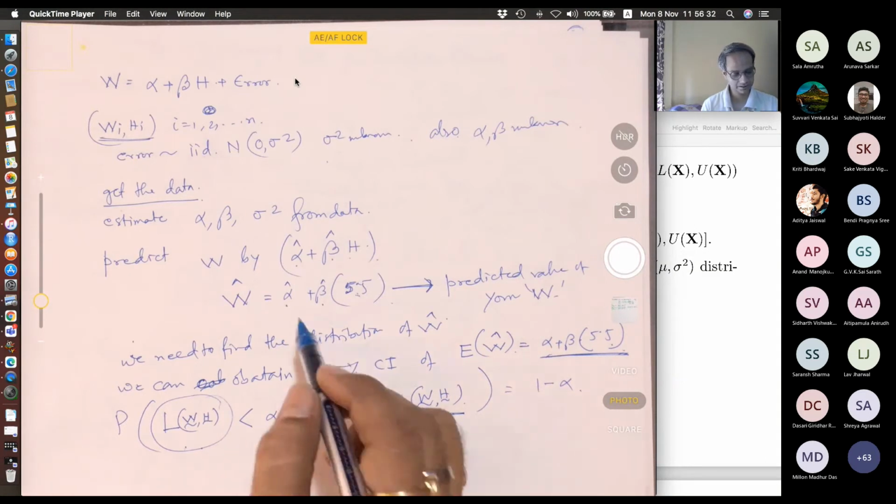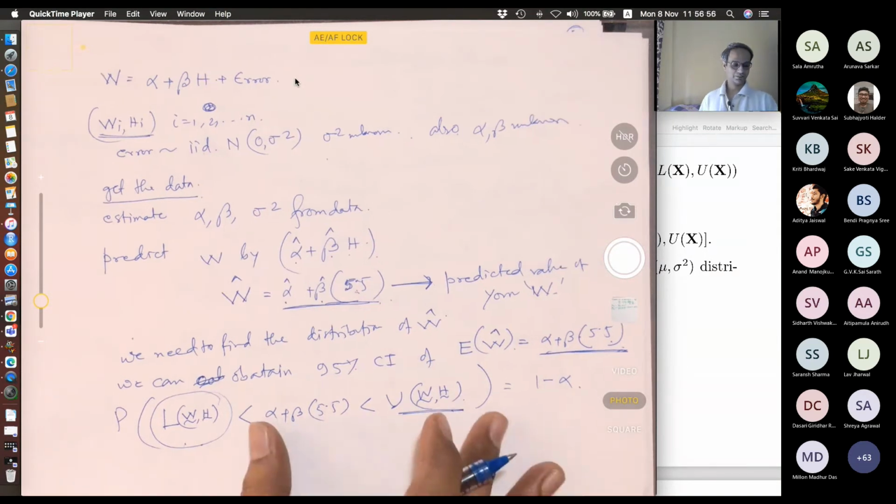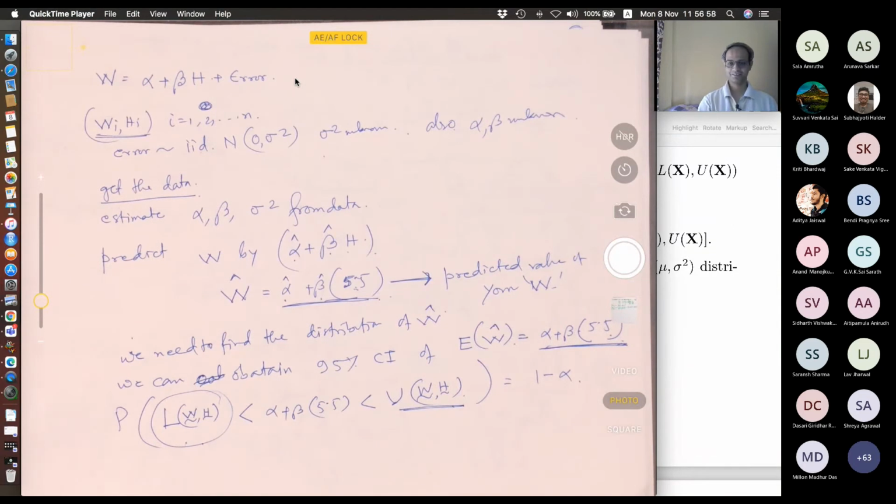To obtain this distribution, you have to do some amount of work. That is 2-3 lectures on this. Is it okay now? If you really want to know this, come to the regression course next year or the year after, whenever you have the time and slot, and I will teach you.